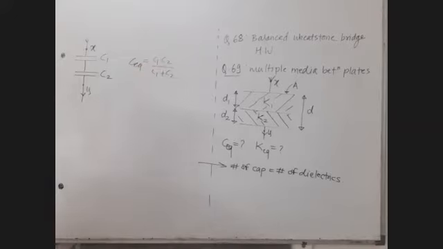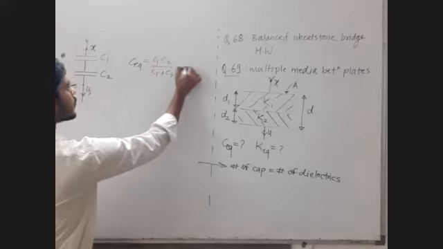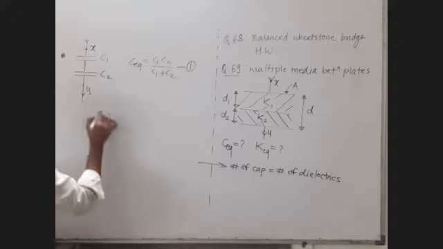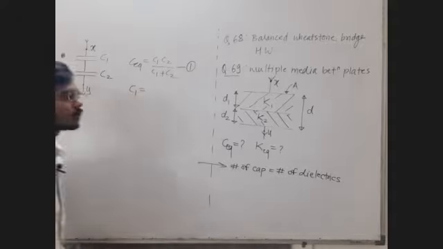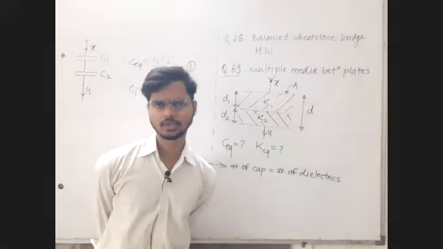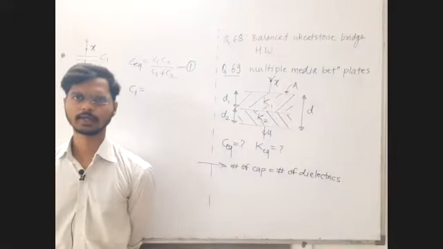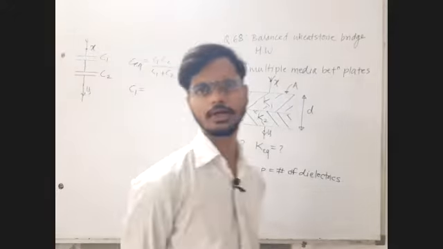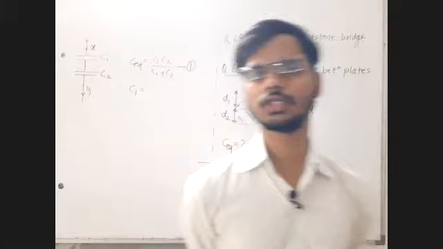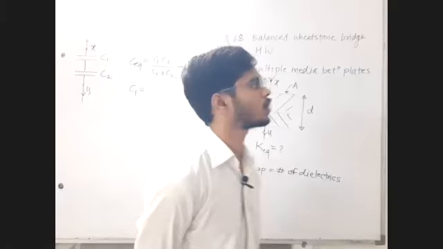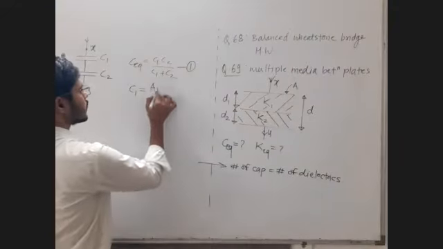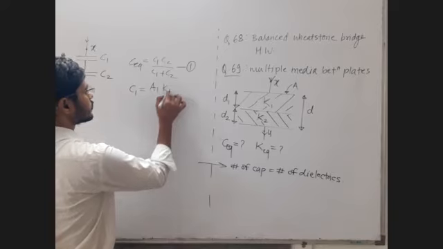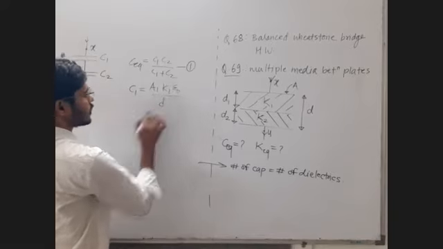Next, now we need to find out C1 and C2. Very simple. Now C1 you have to write like this. C is equal to A K epsilon 0 upon D. So C1 will be equal to A1 K1 epsilon 0 upon D1.